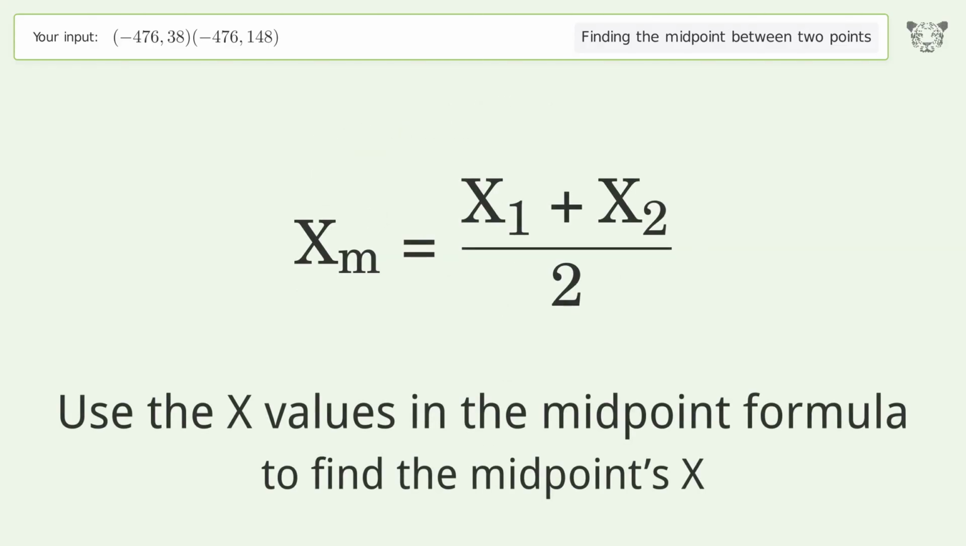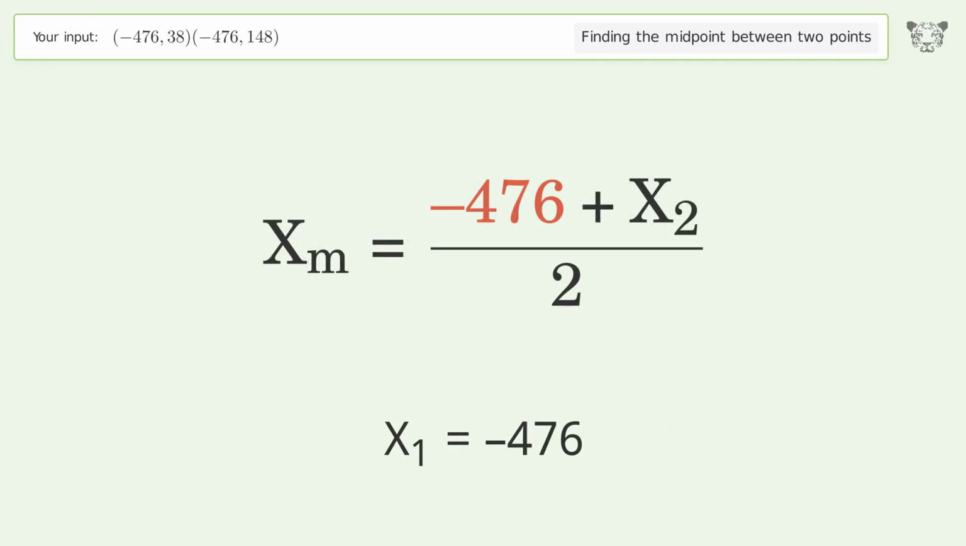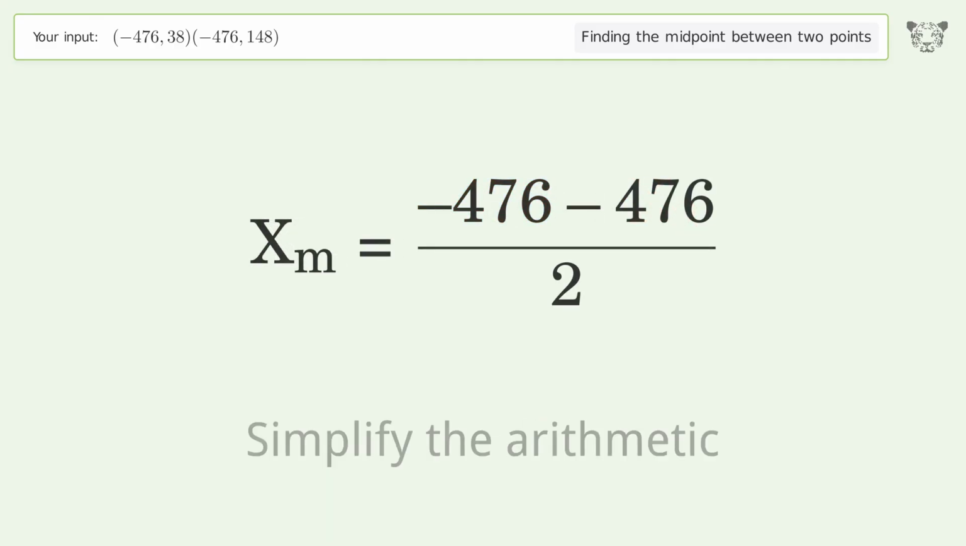Use the x values in the midpoint formula to find the midpoint's x. x1 equals negative 476. x2 equals negative 476. Simplify the arithmetic.